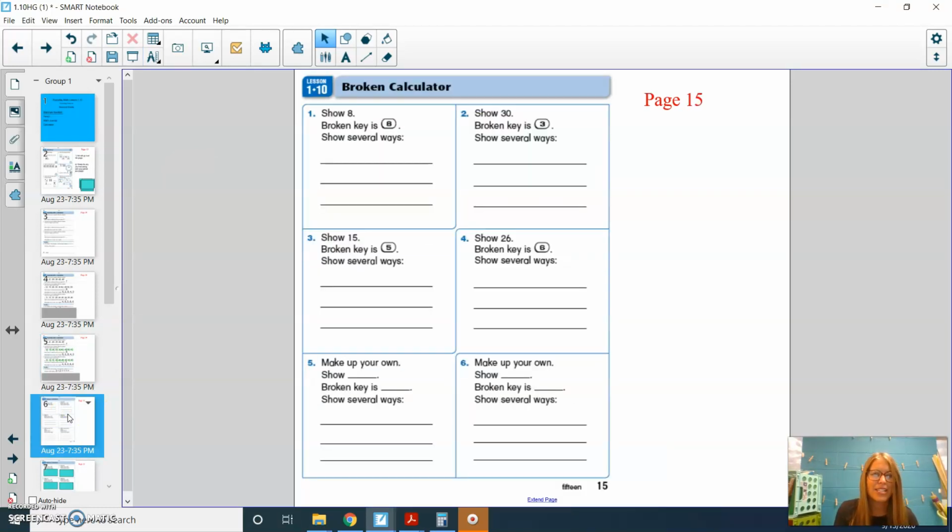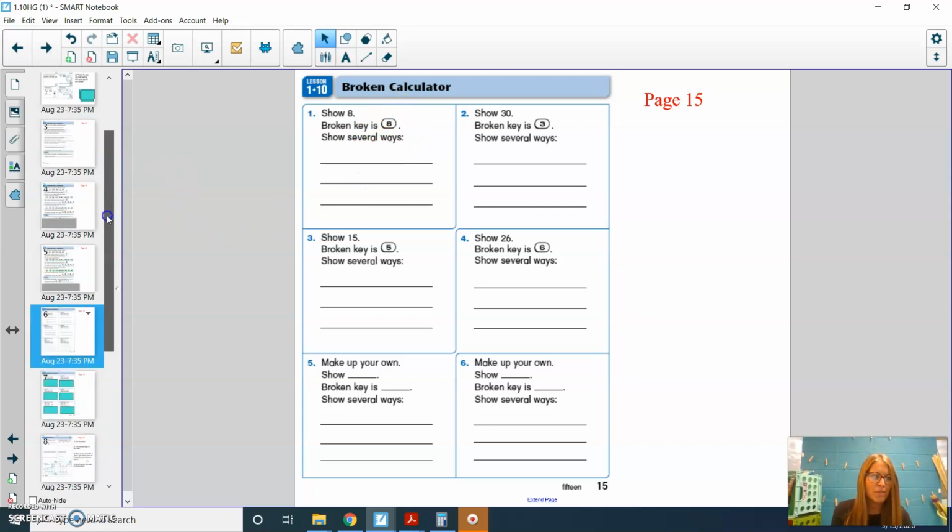The next thing we're going to talk about today is page 15, and this is another broken calculator page. We talked about a broken calculator page in yesterday's lesson too. So what you're going to do is you're going to show the number 8. You can either add or subtract. You can add 2 numbers. You could add 3 numbers together. But you're not going to use the number 8. You're going to pretend like the 8 is broken.